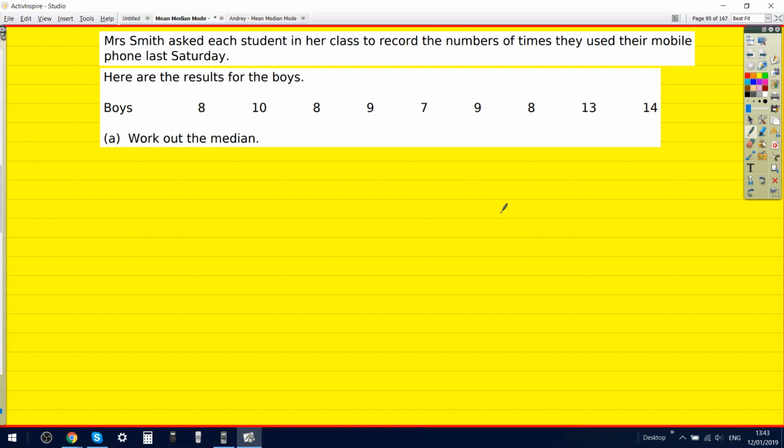Okay, so how do you do this one? Mrs. Smith asked each student in her class to record the number of times they used their mobile phone last Saturday. Here are the results of the boys. 8, 10, 8. It doesn't say how many students, so we'd have to count it. 1, 2, 3, 4, 5, 6, 7, 8, 9. So there's 9 boys. So 9 plus 1 divided by 2 is 5. So it's the 5th number, and we'd have to rearrange it.